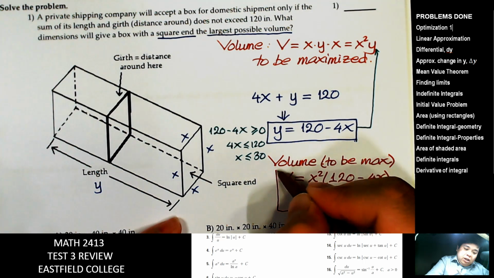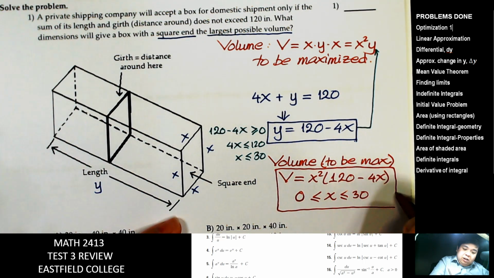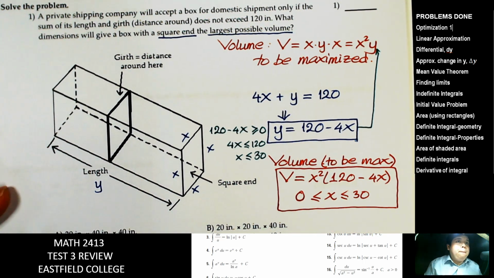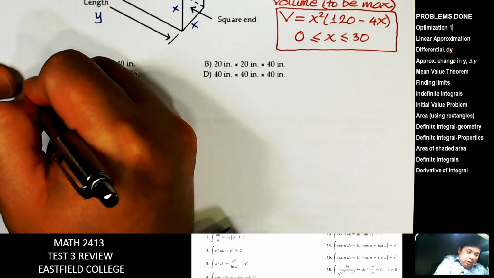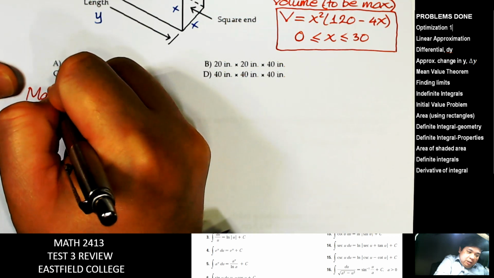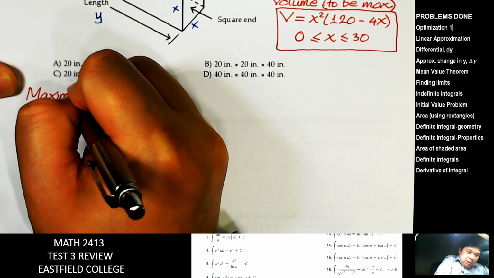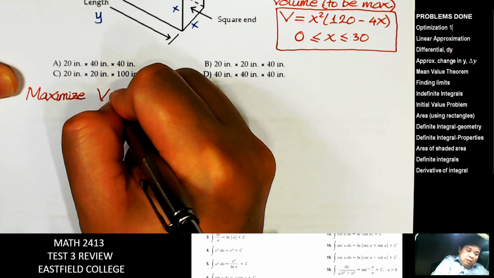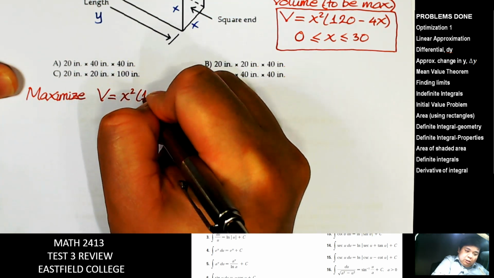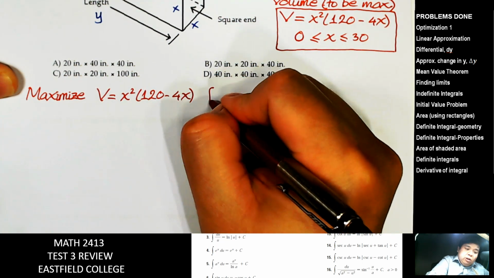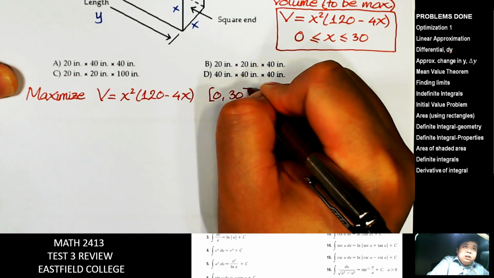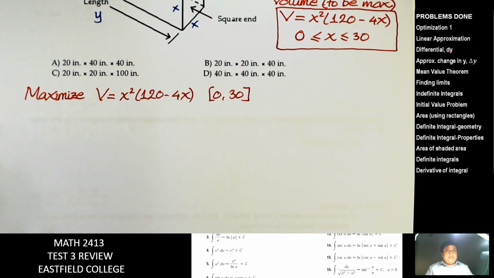And pretty much this is the problem that we're going to do. I'll just rewrite that problem. So maximize the function on the interval 0 to 30.